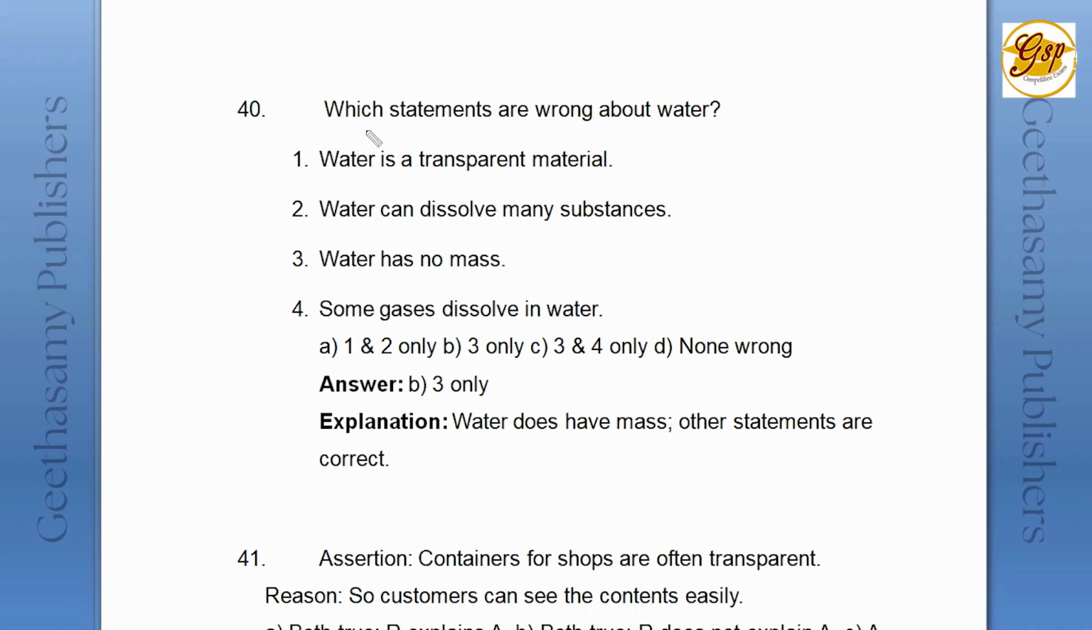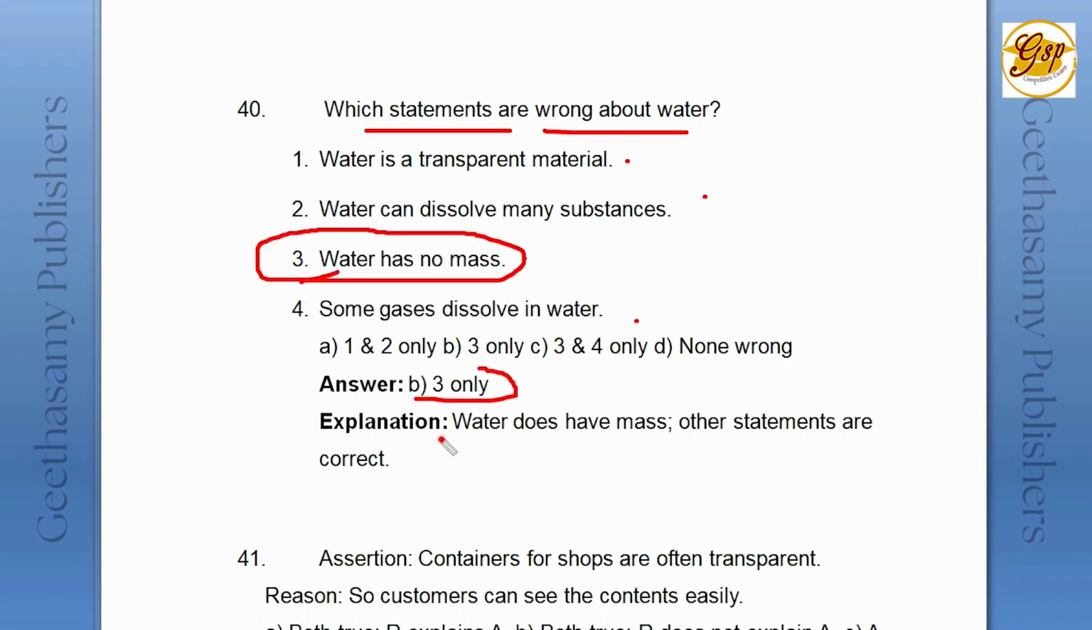40th question. Which statements are wrong about water? 1, water is a transparent material. 2, water can dissolve many substances. 3, water has no mass. 4, some gases dissolve in water. 1 and 2 only, 3 only, 3 and 4 only, none are wrong. Answer is 3, water has no mass. It is a wrong statement. Water has mass and the other statements are correct.